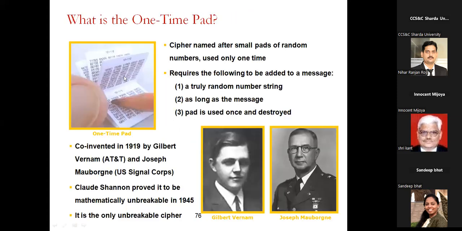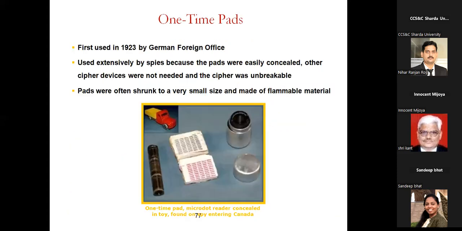So this type of codebook has been made. It requires a truly random number string, as long as the message; the pad is used once and always destroyed. Once you use a particular pad, it is destroyed. It was co-invented by Gilbert Vernam and Joseph Mauborgne. Claude Shannon proved it to be mathematically unbreakable. It is the only unbreakable cipher, that is, the one-time pad.